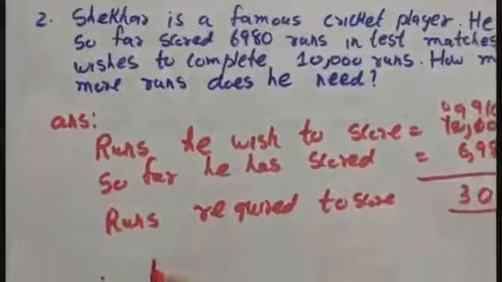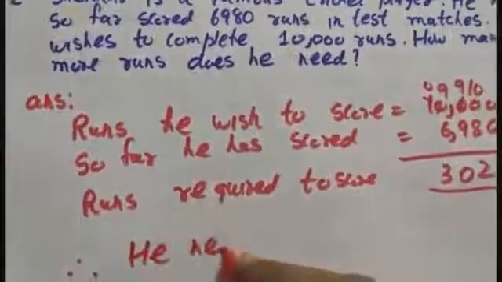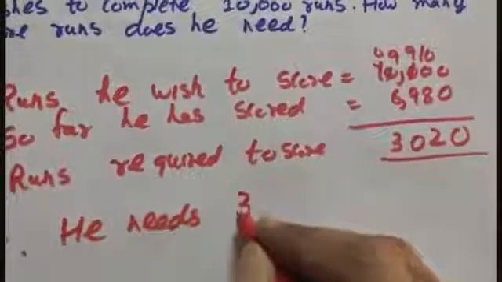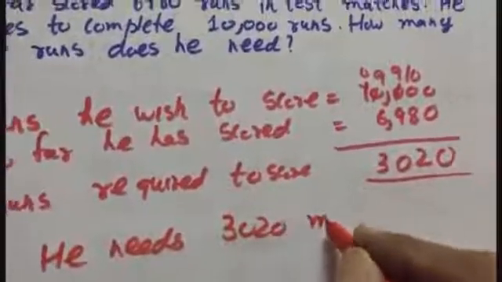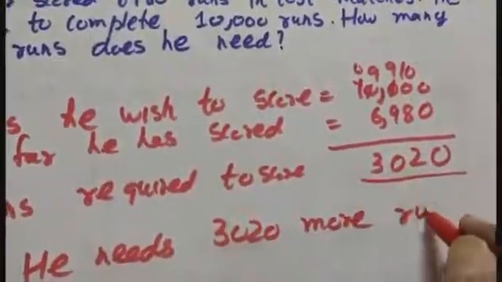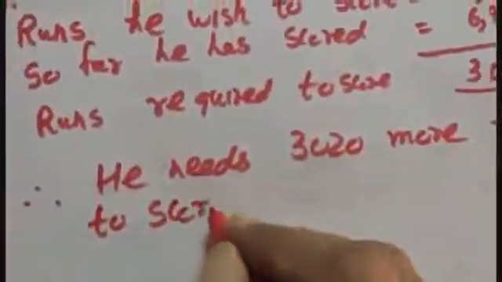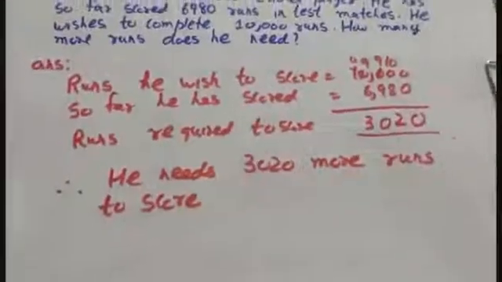Therefore, he needs 3020 more runs to score. Okay.